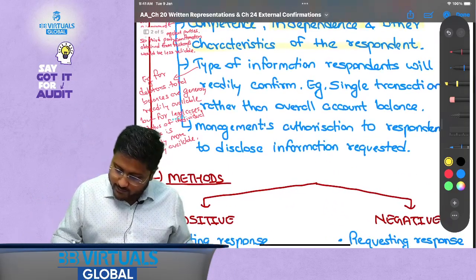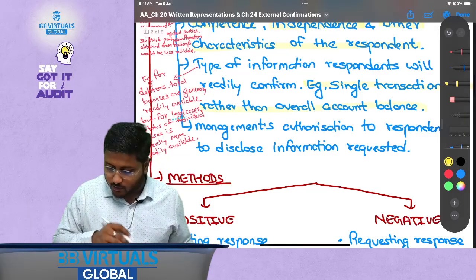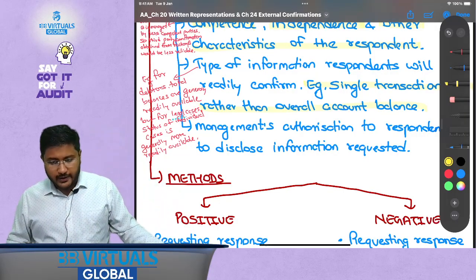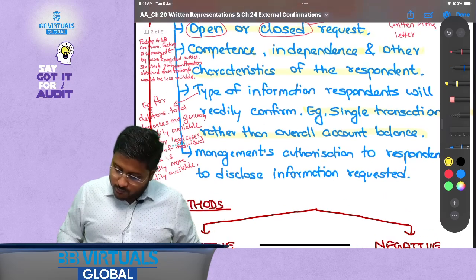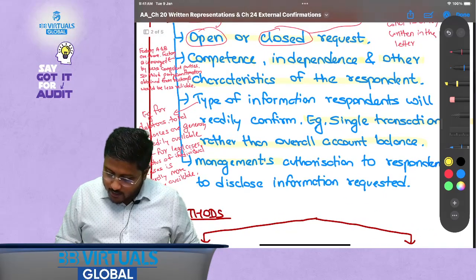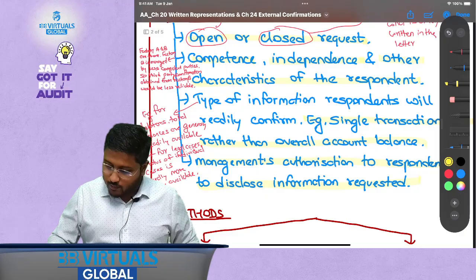Now, for example, a single transaction rather than the overall account balance. For example, what happens in the case of debtors. I hope this is clear. Now, management's authorization to the respondent to disclose the information requested. That is, management authorization is required.